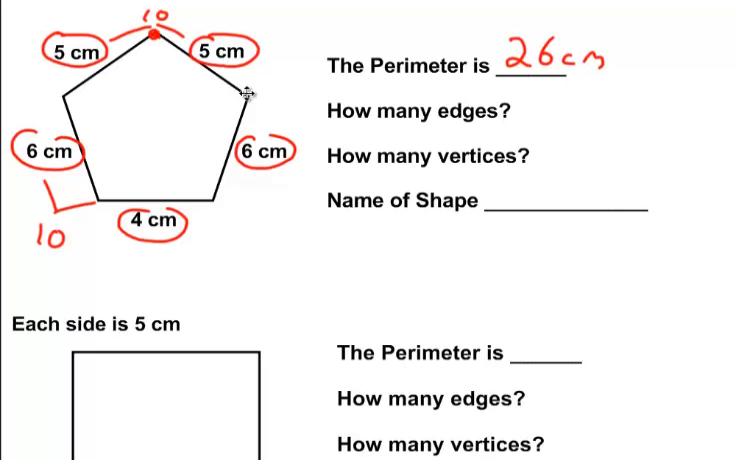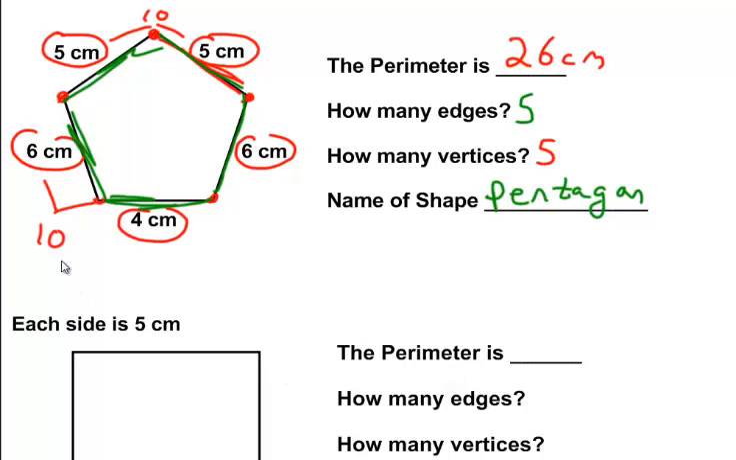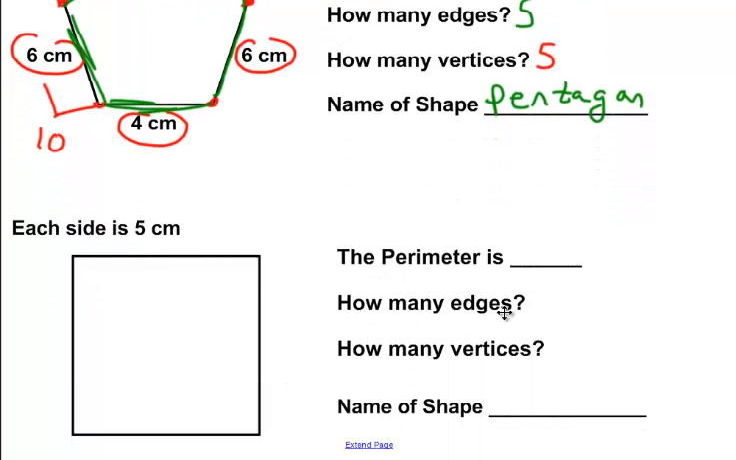And then we have over here vertices. Let's see. 1, 2, 3, 4, 5 vertices. So I'm going to write 5. For edges, if I count them, I have 1 edge. Now let's change color so we can see it a little bit better. We have 1 edge, 2 edges, 3 edges, 4 and 5 edges. So we're going to write 5. And the name of the shape, any 5-sided shape, 5 means penta. So remember that. Pentagon.